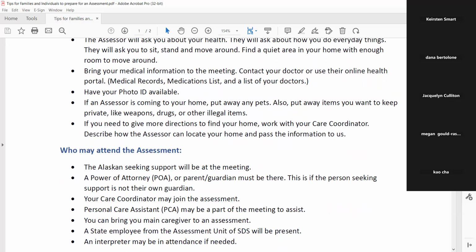If an assessor will be coming to your home, put away pets and put away items you want to keep private, like weapons, drugs, or other illegal items. We're not looking for those things. We're just there to see the person regarding their health. If you need to give more directions to find your home, work with the care coordinator, please. Some of our homes have pretty unique ways to find them, landmarks and things like that. It's really helpful to let our assessor know these things so they can get there. Describe how an assessor can find the home and pass the information on to us.